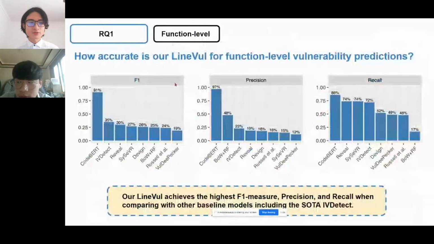For research question 1, how accurate is our LineVul for function-level vulnerability predictions? We found that our LineVul achieves the highest F1 measure, precision, and recall when compared with other baseline models, including the SOTA IVDetect. We can also see a significant improvement over IVDetect here in F1 measure.